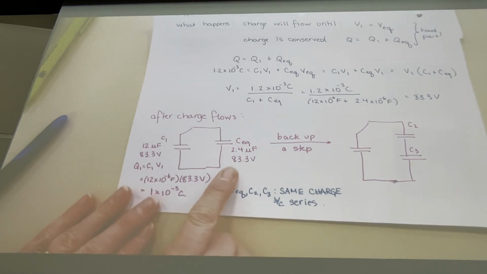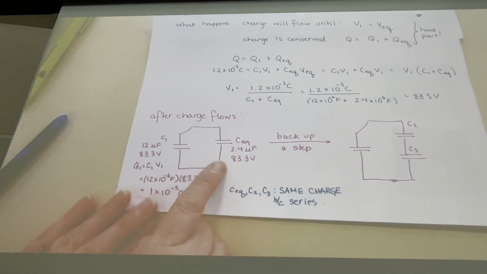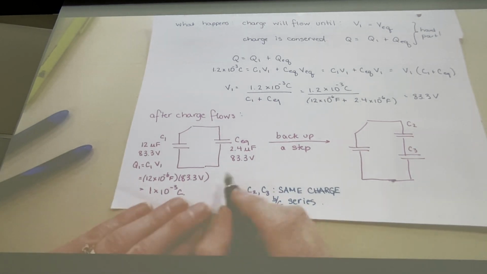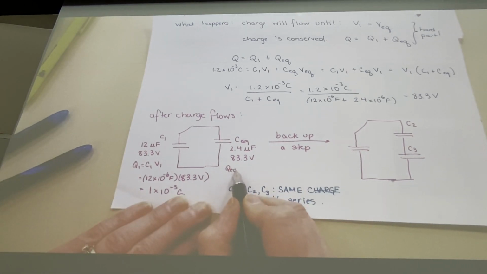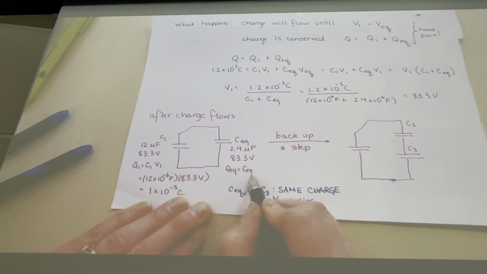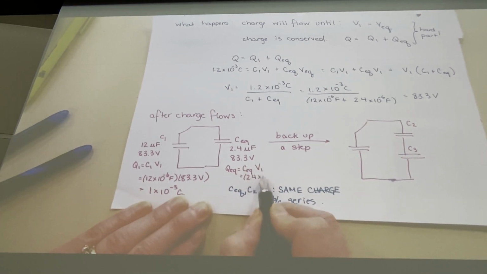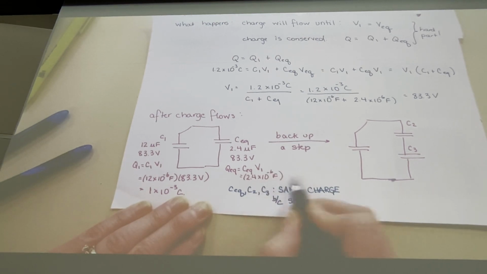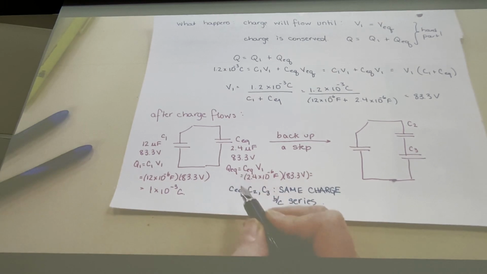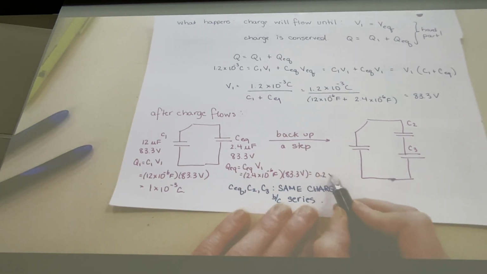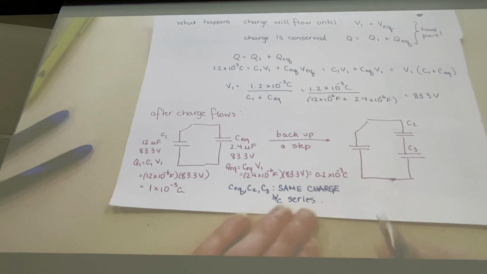So we can find out the charge on C equivalent because we know the equivalent capacitance and the potential. So Q equivalent equals C equivalent times the potential. 2.4 times 10 to the minus 6 farads times 83.3 volts. The charge on this equivalent capacitance is 0.2 times 10 to the minus 3 coulombs.